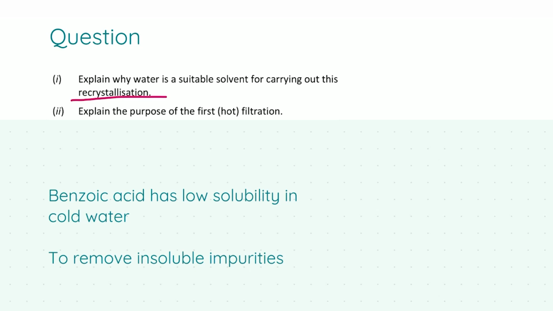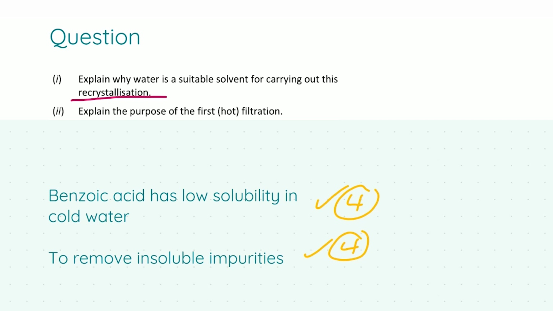And then part (ii), explain the purpose of the first hot filtration step. So this is to remove insoluble impurities, so that's the likes of any solids or anything that won't dissolve in the solution. You can remove them by doing a hot filtration because everything that is soluble will definitely be dissolved in the solution when it's hot. So for the marking of this question, you'll pick up 4 marks for explaining why water is a good solvent for this experiment, and an additional 4 marks for identifying that you have to remove the insoluble impurities. So that's a really nice 8 marks to pick up for the first step of this question.